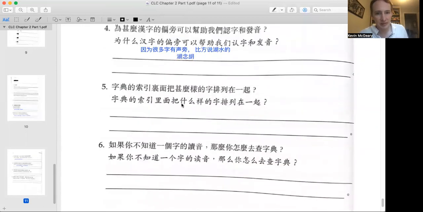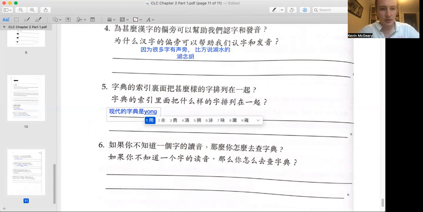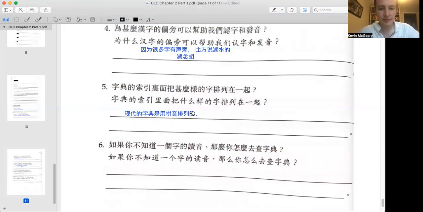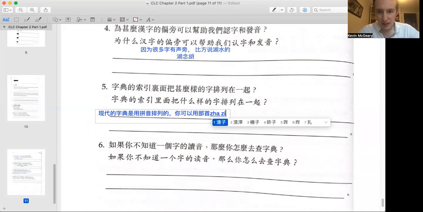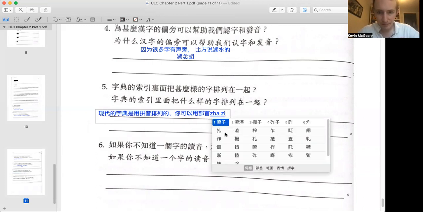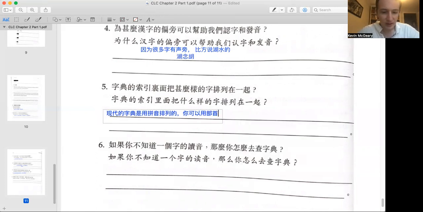字典的搜音里面. 现代 modern dictionaries 现代的字典是用拼音排列的. Modern dictionaries are ordered with pinyin. 现代的字典, and what words do they put together? 你可以用部首, you can use radicals 查字. 你可以用部首查字. You can use radicals to look up a word.